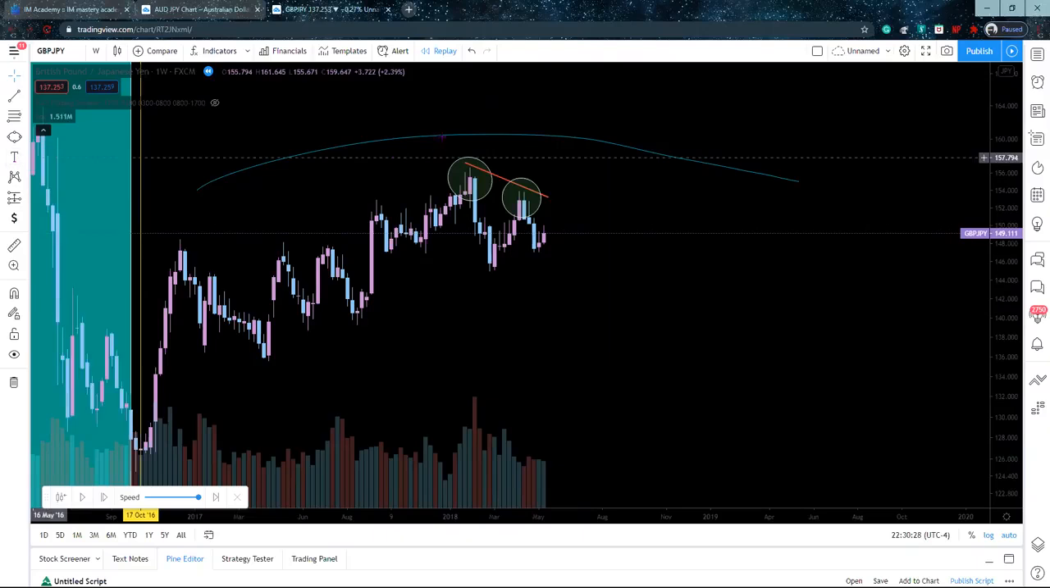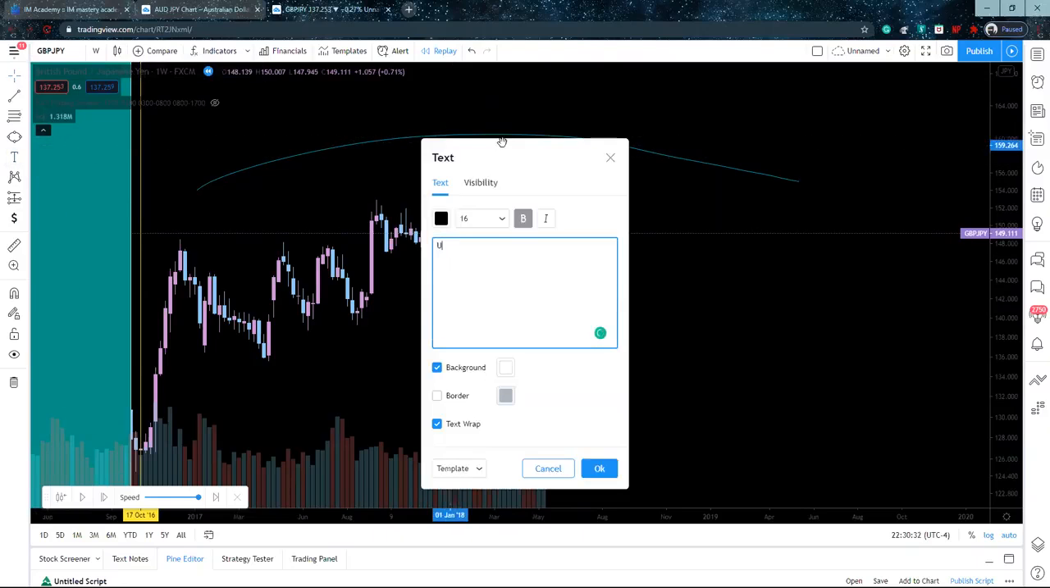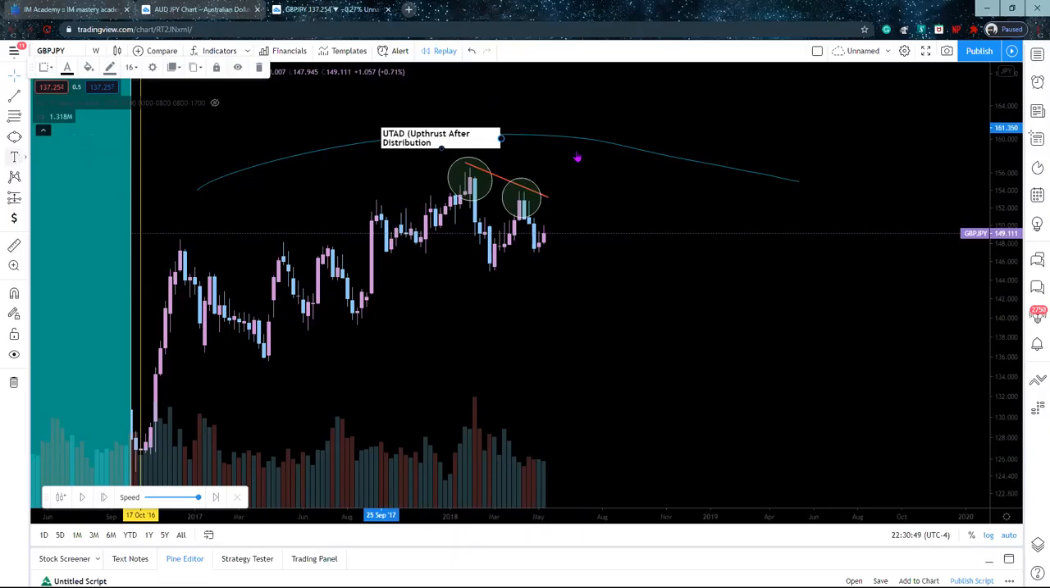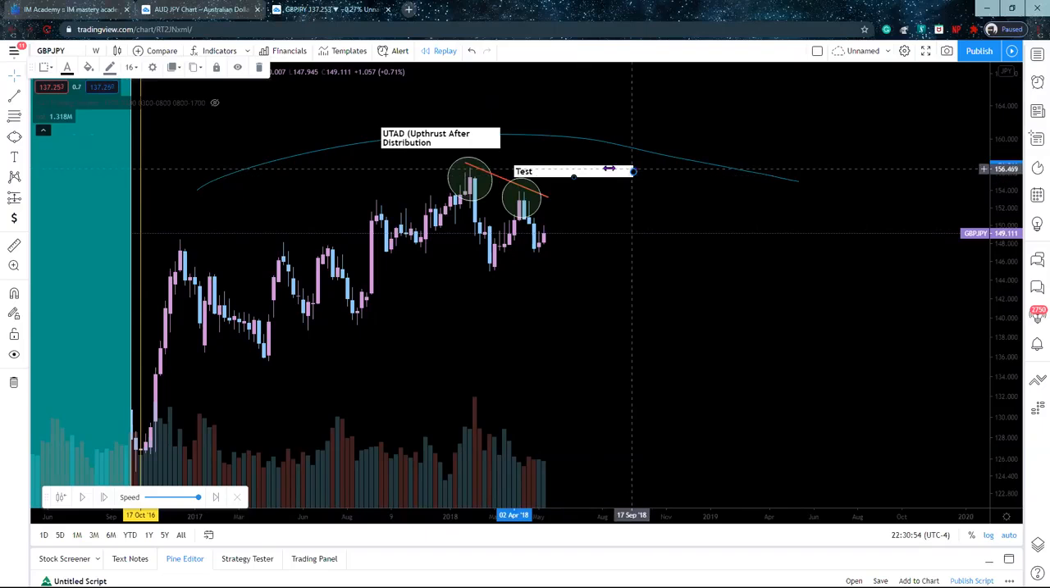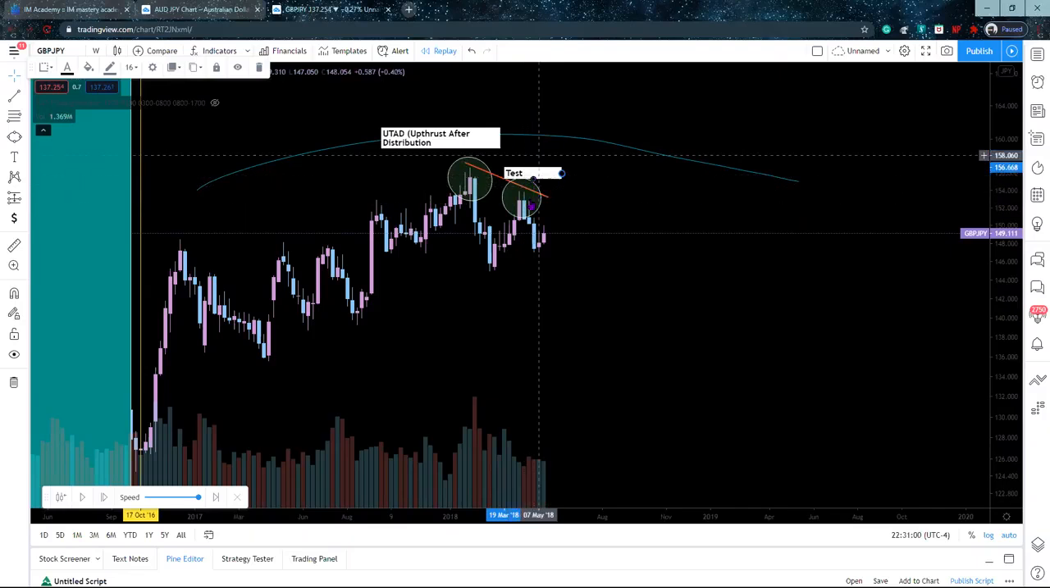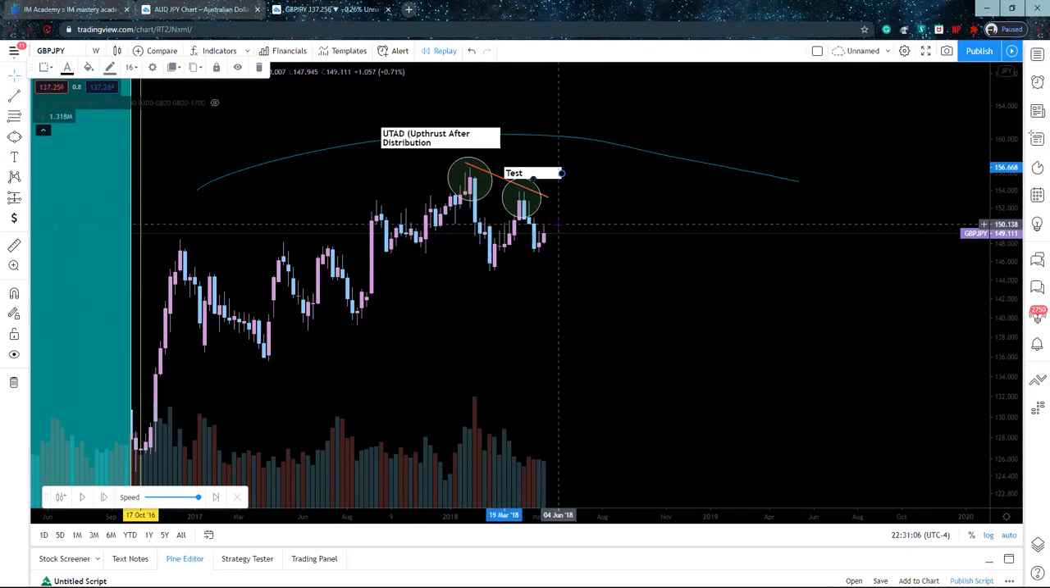So I'm actually going to bring out the labels for you guys. So this is going to be the UTAD or up thrust after distribution, okay? Distribution, okay? Which is then followed by the test. The test is the second most important phase. Because you want to watch the test. You want to see it. You want to observe it, okay? And then the last one, what do you think the last phase is going to be? Point of supply. The last point of supply.